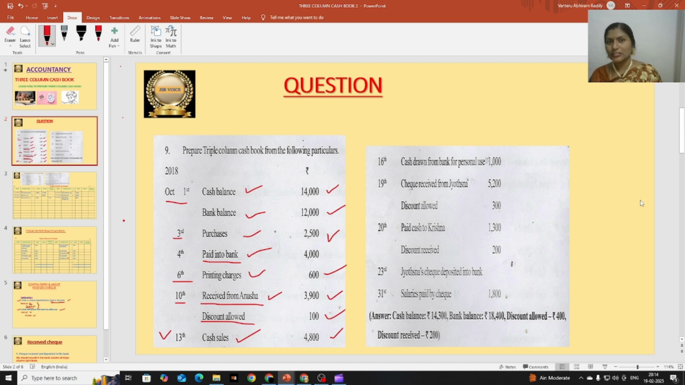I told the logic behind preparation of cash book. What is the logic? If cash comes into the business, then we will record on debit side. And if cash goes out, we will record on credit side. So whenever sale takes place in the business, cash comes into the business. That is why sale always will be recorded on debit side. Let us write this sale also on the debit side. This is cash sale, so cash is coming, not cheque. We will record amount in the cash column, 4800. Let us move to solution.